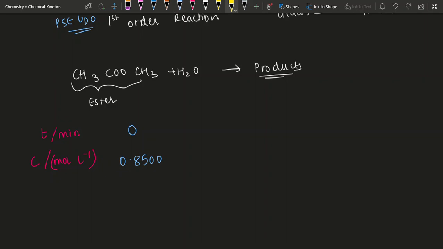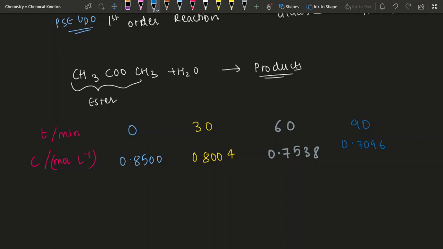After 30 minutes, you have 0.8004, and at t equals 60 minutes, that is an hour, the concentration is 0.7538, and at t equals 90 minutes, you have 0.7096 molars. And what you can do is you can try a few things.